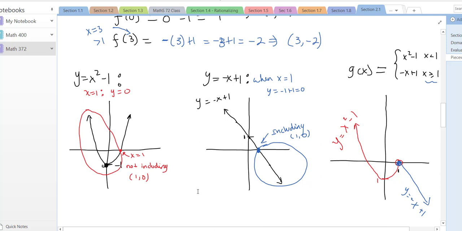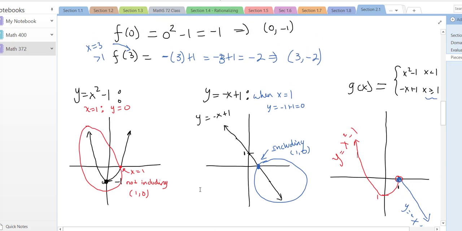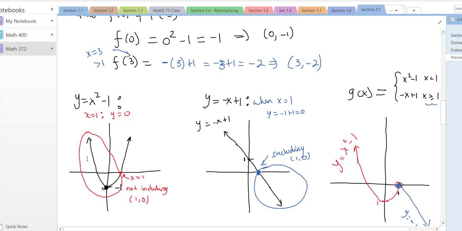You could also do it by plotting points, but you just have to plot a lot of points to be able to get what the graphs look like, especially after the split point. So it is best to know what the graphs look like individually and then put them together.